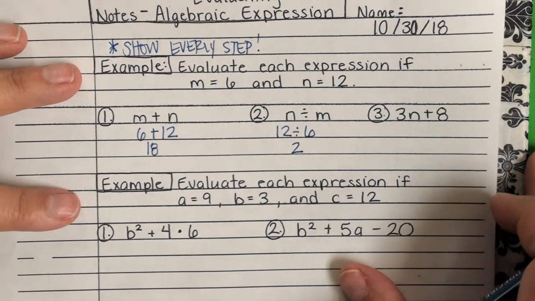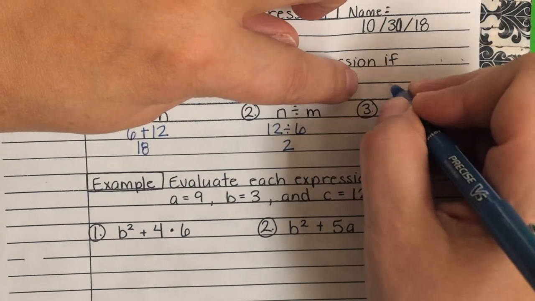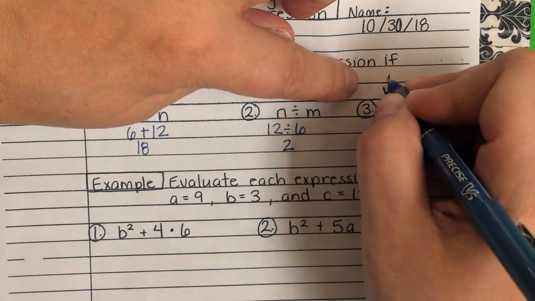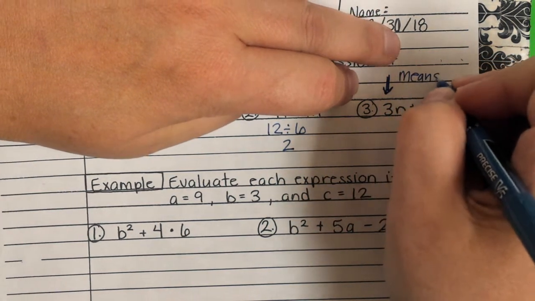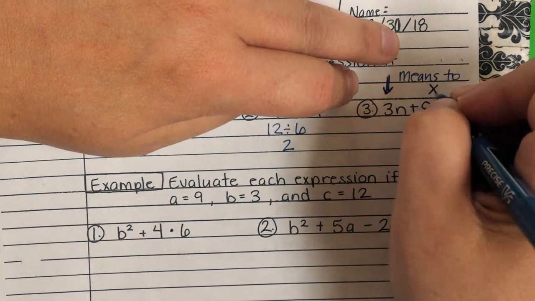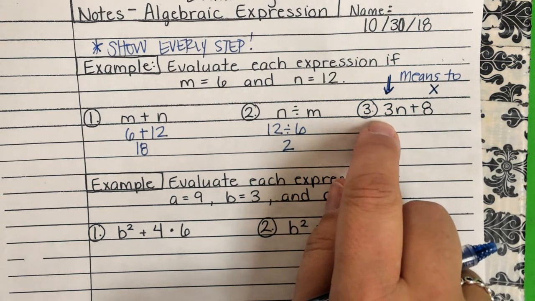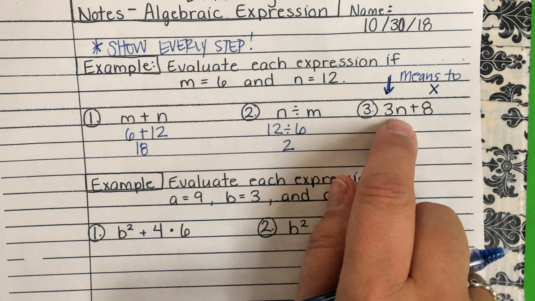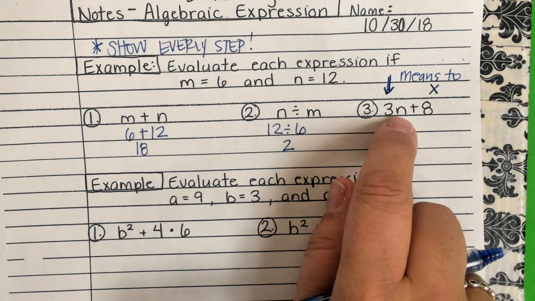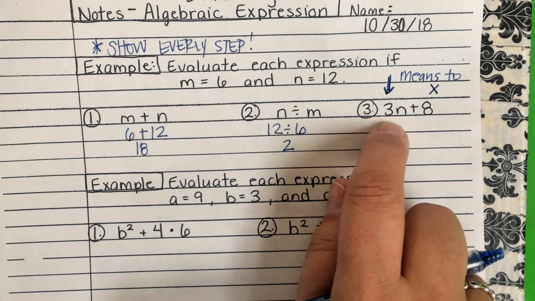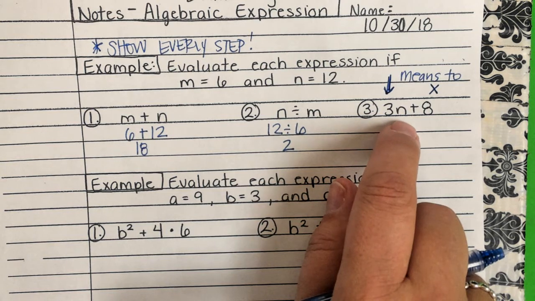Now, here's another thing we need to know, and this is very important, okay? Draw yourself a little arrow, because this is going to be your example, okay? This means to multiply. Anytime I have a number right next to a variable, that means to multiply. I have 3n. That means I have 3 times whatever n is. It doesn't mean to put n in there and make that 312. It means to make this 3 times 12.